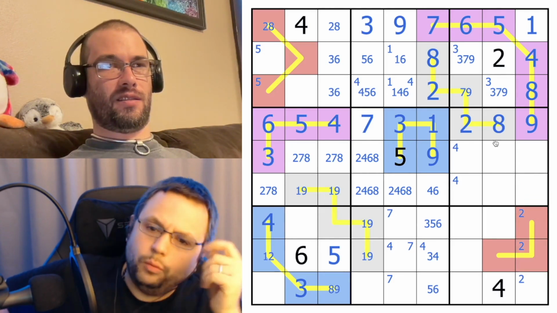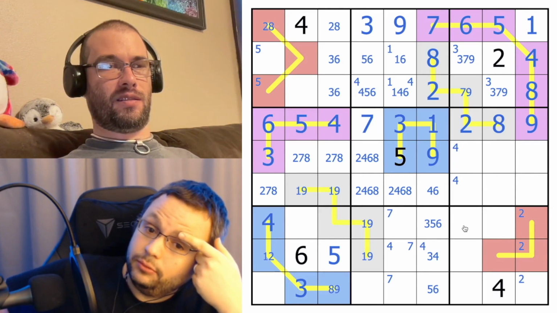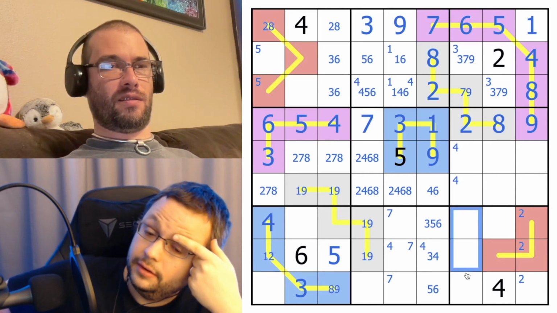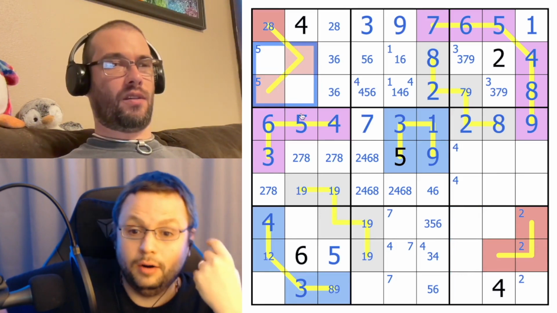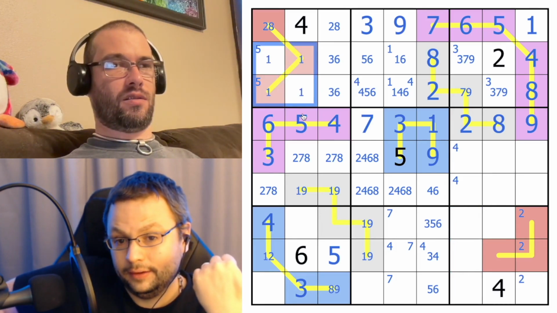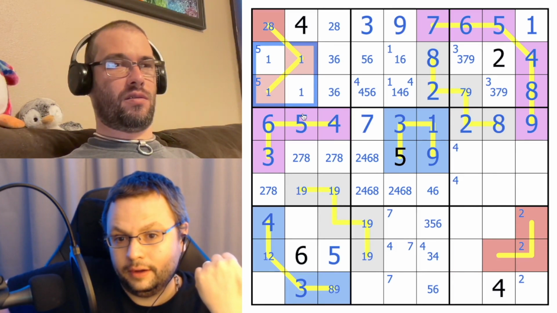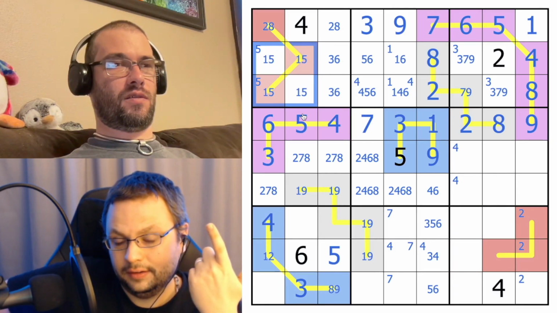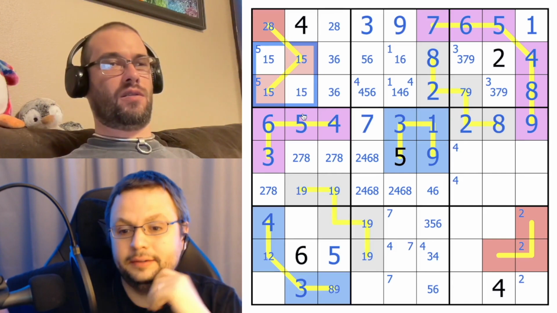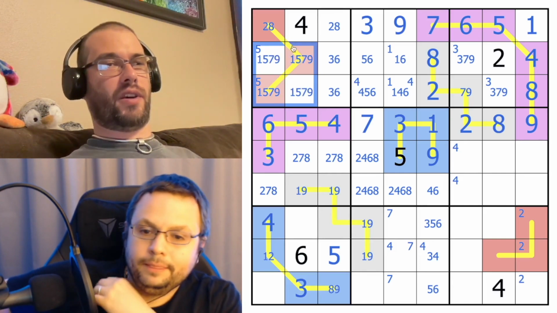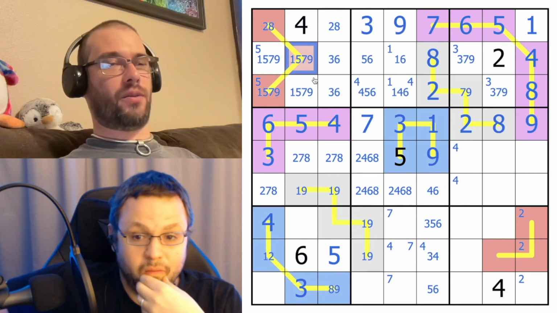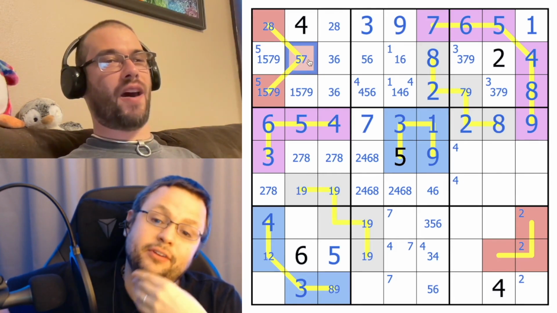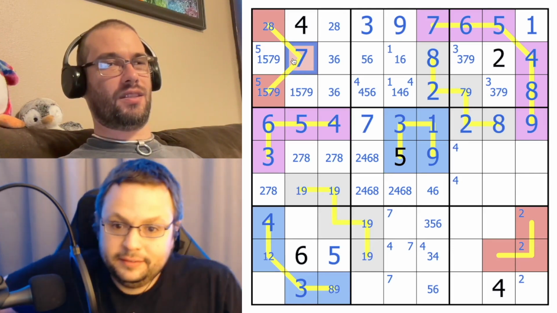So what's left in box 1? That's actually a good question. Box 1 only has 4 digits left. They are a 1, a 5, a 7, and a 9. Okay, so 9 doesn't go in the middle of it. 1 and 9 don't go in the middle of a thermo. And 5 doesn't go there either, so that is a 7.